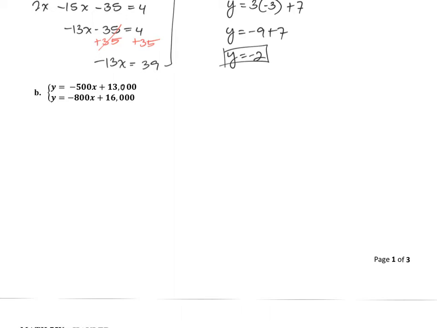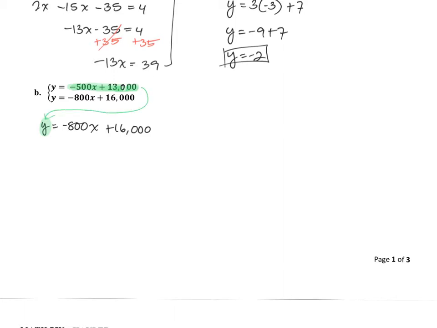Okay, so I know that y equals this large amount here, and I'm going to go ahead and substitute that into the other one. So let me set up the second equation. y equals negative 800x plus 16,000. And we're going to substitute this value for y, which is right there.